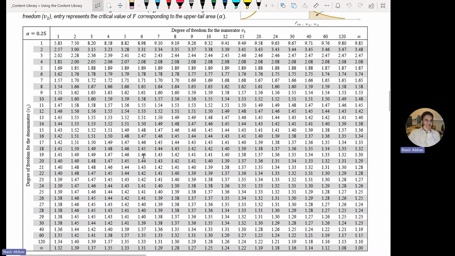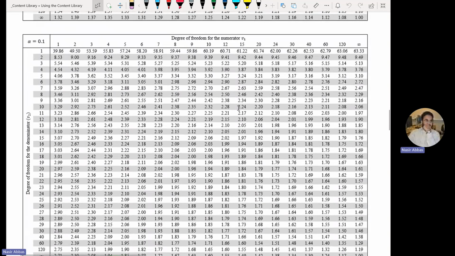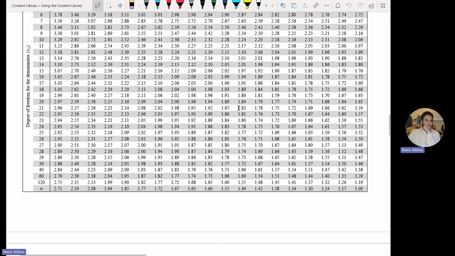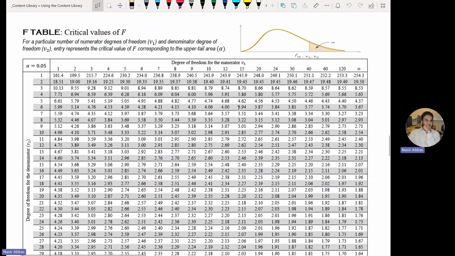Here are the F tables. In the top left corner, the value of alpha is mentioned. So the first F table is given for alpha equals 0.25. Is this what you want? No. The second F table is given for 10%. No. The third F table is given for 5%. This is what you want.